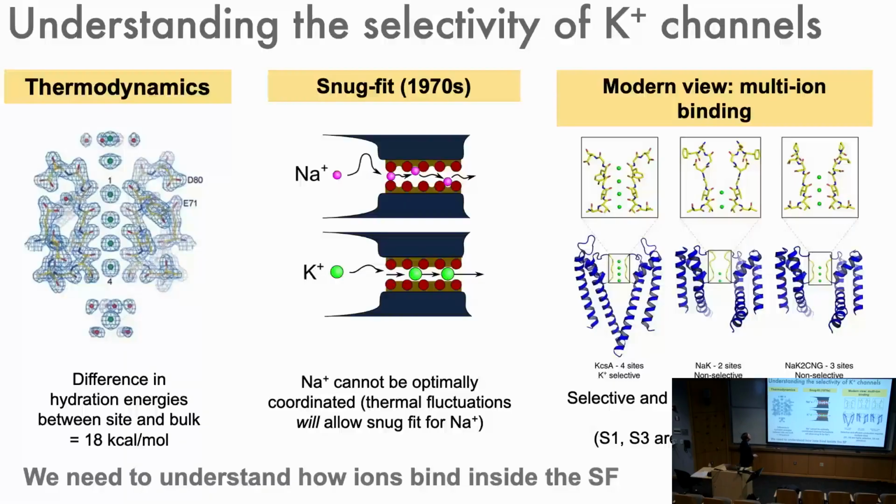Very early, going back to the 70s, a snug fit mechanism was proposed, and the idea is that the selectivity filter is so perfectly built for potassium, like a snug fit for them, and sodium doesn't find itself in such a nice environment as potassium inside. But then simulations show that the selectivity filter can adapt. If you put in sodium, it will adapt and create a similar environment for sodium. So it's not rigid, and the simulations did not force it to be rigid. So it does affect dynamics. It does adapt to an ion.